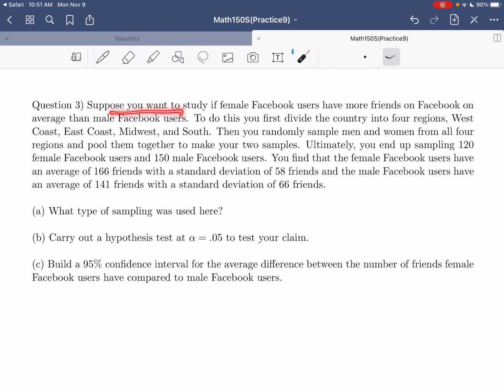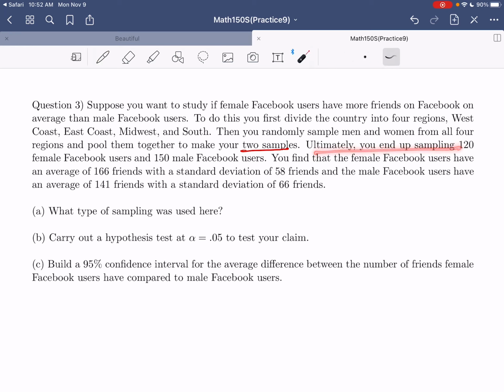We want to study if female Facebook users have more friends on Facebook on average than male Facebook users. So to do this, you first divide the country into 4 regions: West Coast, East Coast, Midwest, and South. Then you randomly sample men and women from all 4 regions and pool them together to make your 2 samples. That right there tells us a key piece of information. We have 2 samples, right? So we should just keep that in mind. That probably means we're using one of the 2 sample procedures, either matched pairs or 2 sample means.